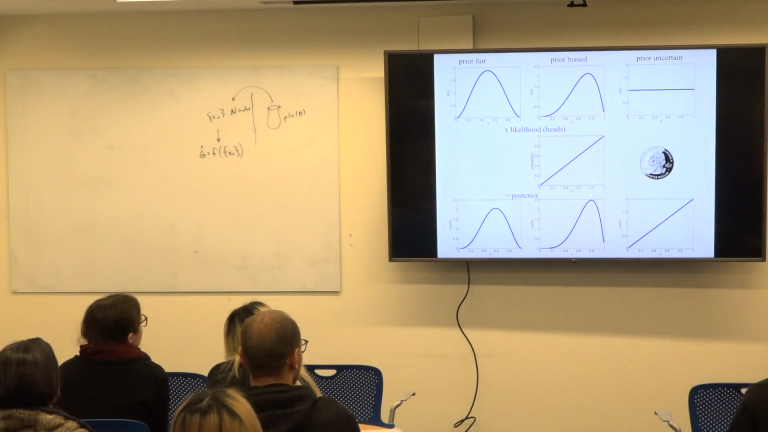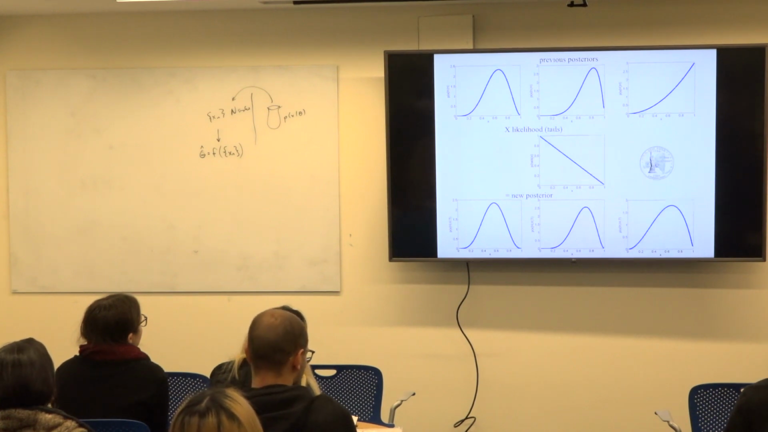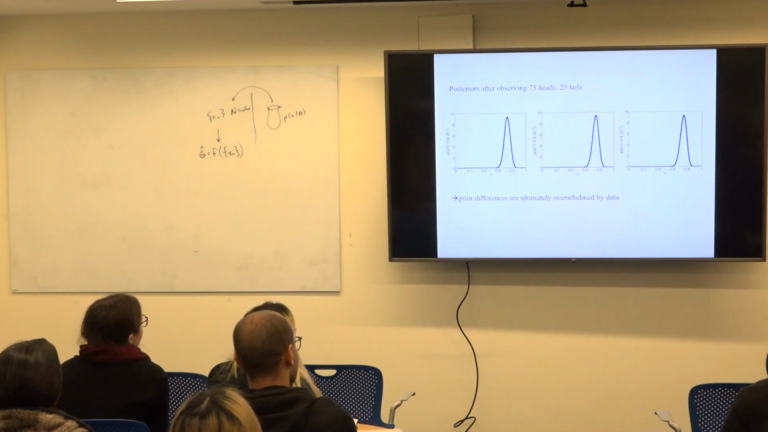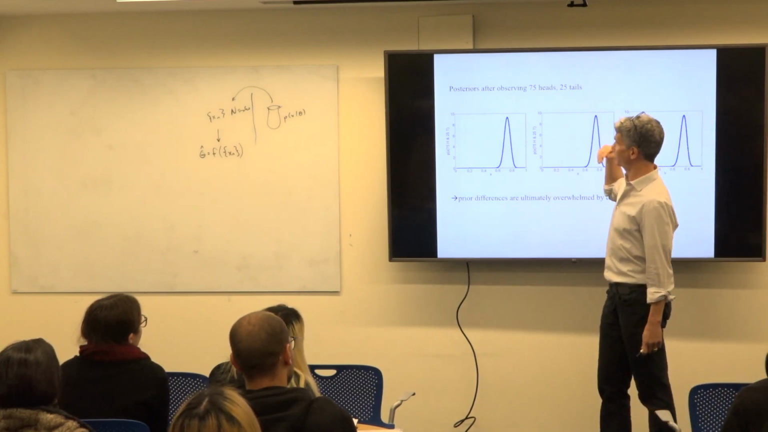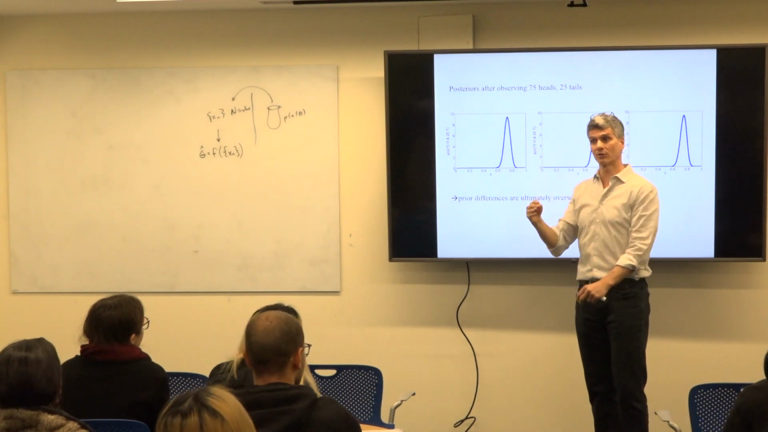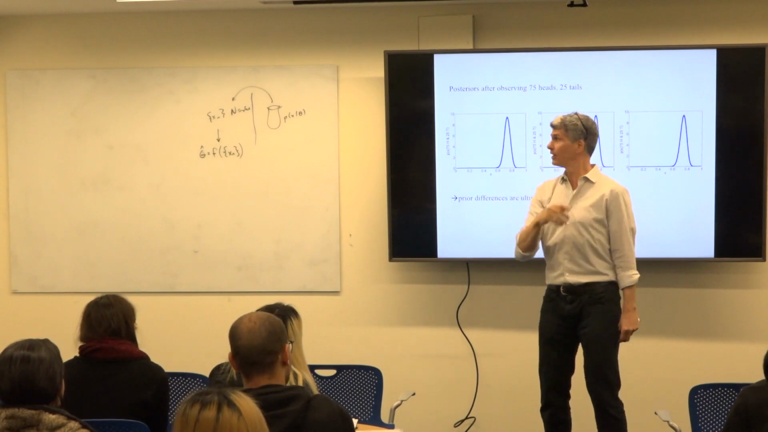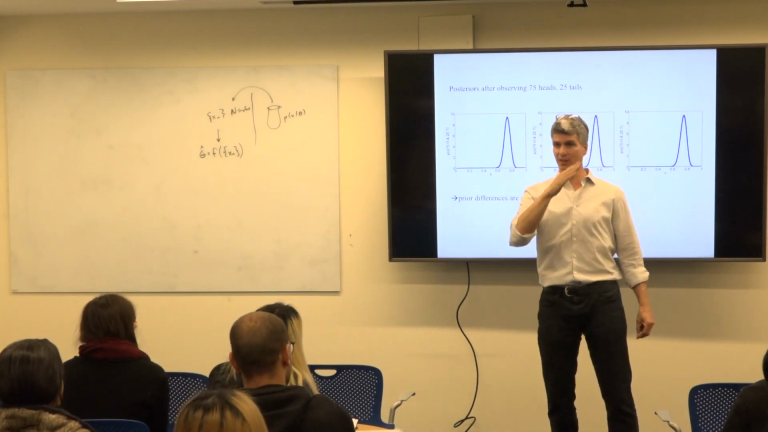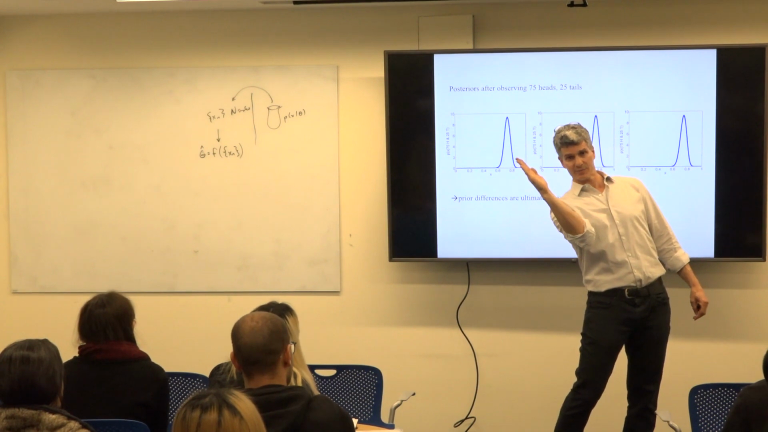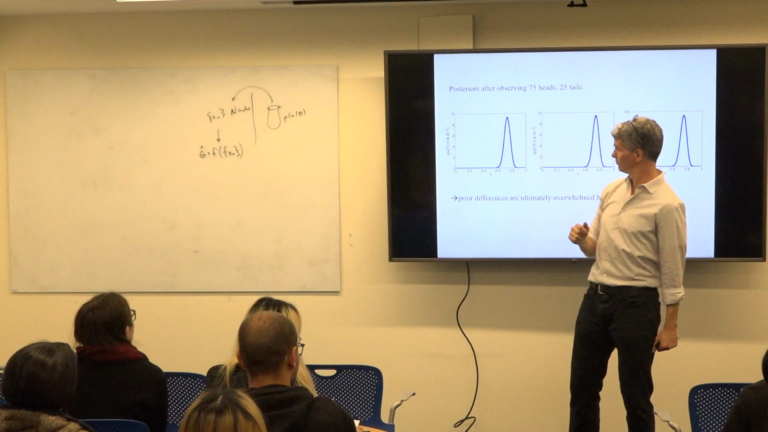And the more coins we toss, here's what happens. If it's tails, it goes the other way. If you toss a lot of coins, so here's after you toss 75 heads and 25 tails, what I'm going to do is take each of those priors and multiply it 75 times by the heads ramp, and 25 times by the tails ramp, that's this one. And the heads one is stronger, so you're getting pulled more to the right.